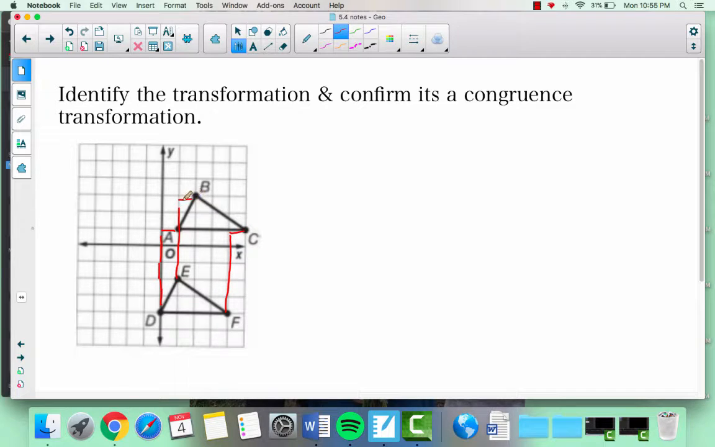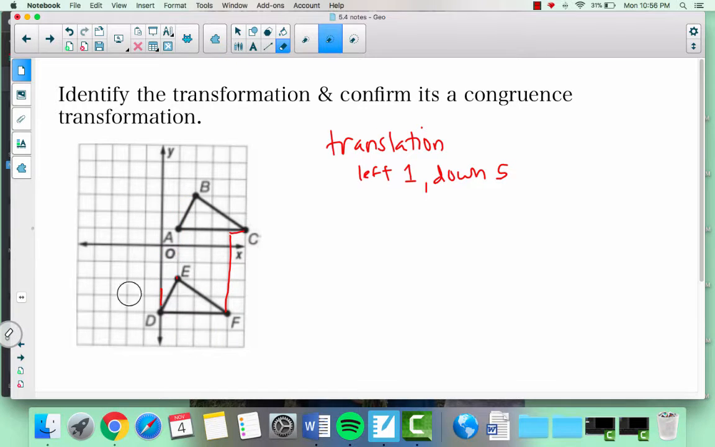So if I'm going the same direction and same amount for every point, then this would be a translation or a slide. And you could say translation left 1 and down 5. Okay, so that's the type of transformation.